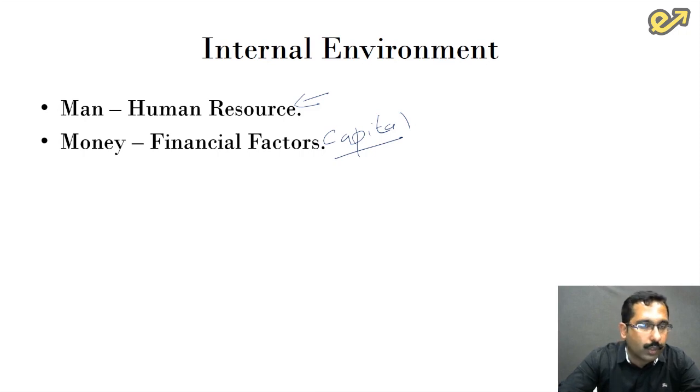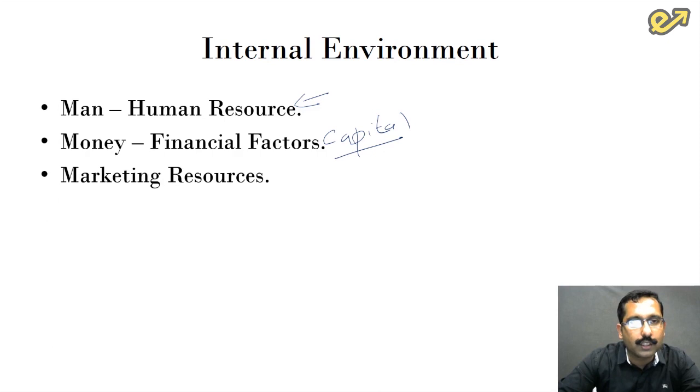How much do you source? What is the cost of money? All these things can be decided by the company. Hence, it is the part of the internal environment. The third one is the marketing resource. Marketing is all about creating awareness about the goods and the services the company is producing.